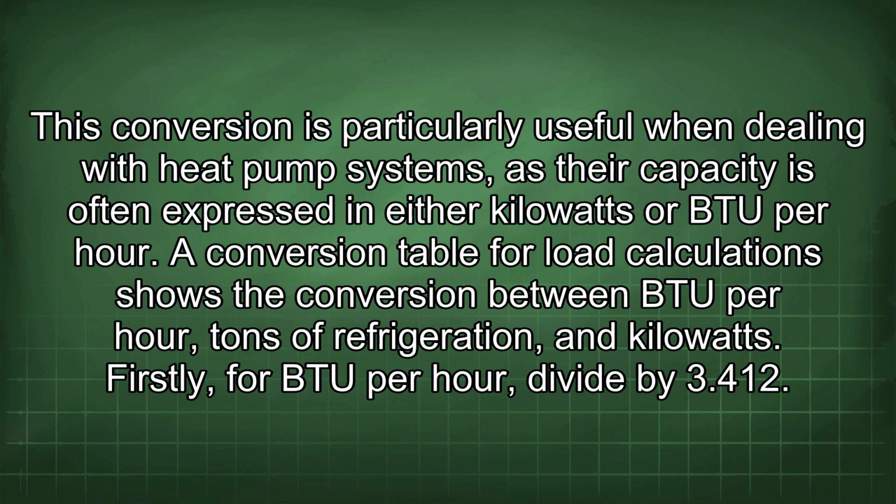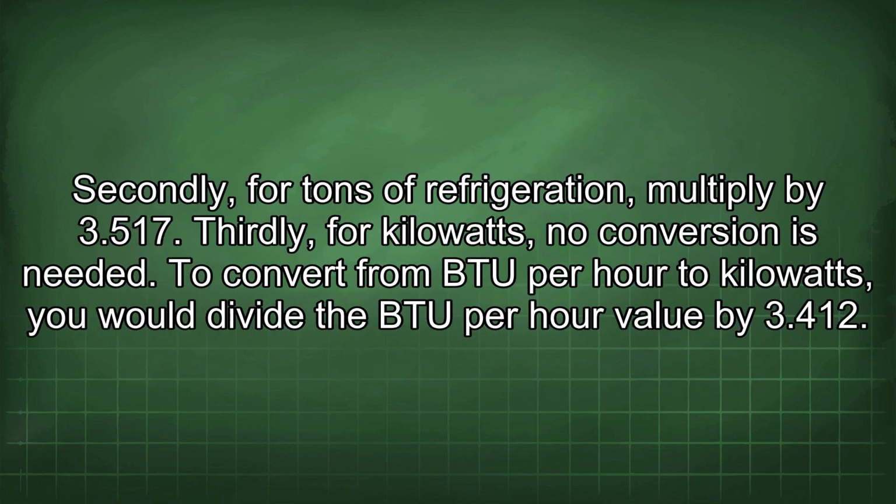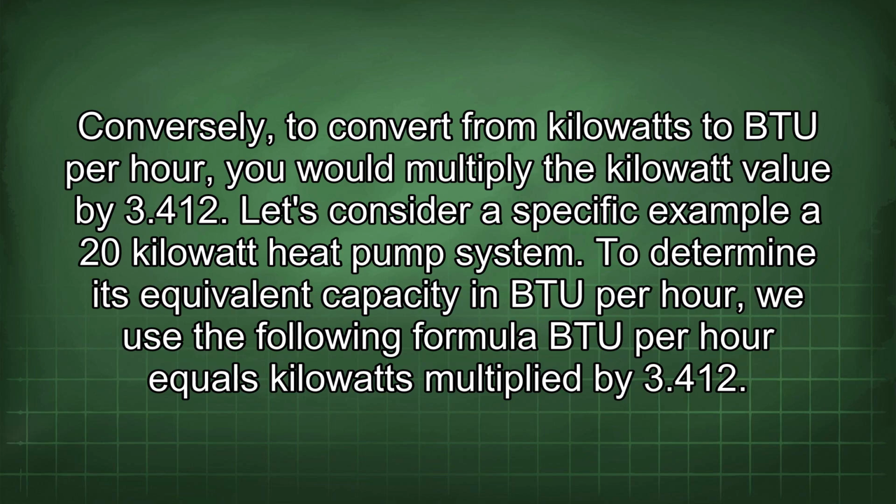A conversion table for load calculation shows the conversion between BTU per hour, tons of refrigeration, and kilowatts. Firstly, for BTU per hour, divide by 3.412. Secondly, for tons of refrigeration, multiply by 3.517. Thirdly, for kilowatts, no conversion is needed. To convert from BTU per hour to kilowatts, you would divide the BTU per hour value by 3.412. Conversely, to convert from kilowatts to BTU per hour, you would multiply the kilowatt value by 3.412.